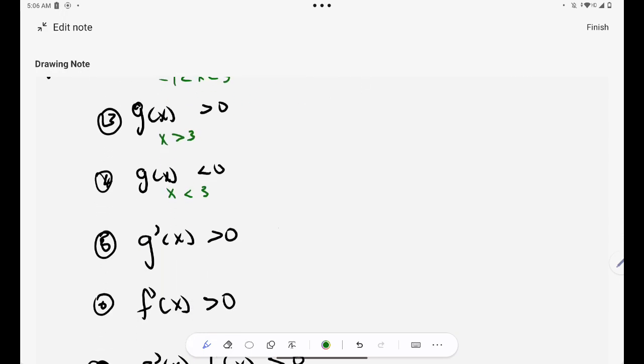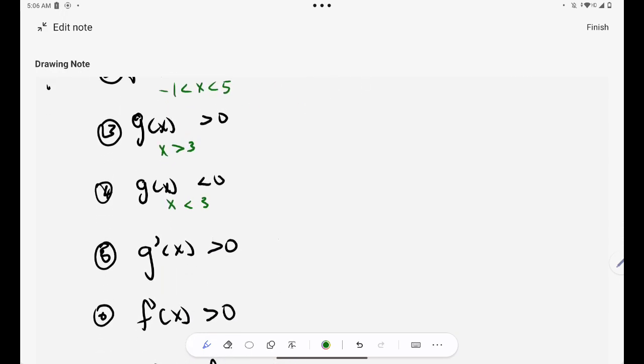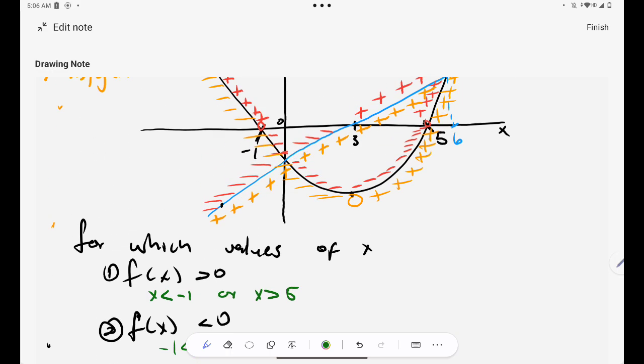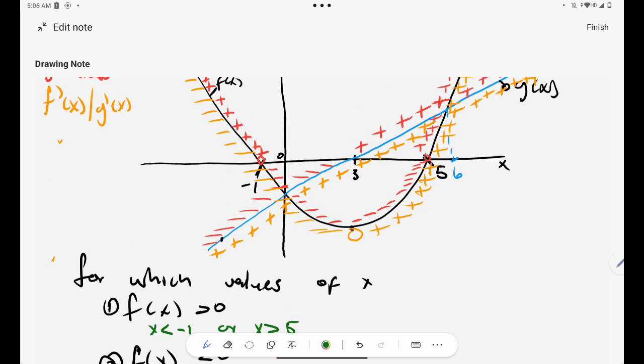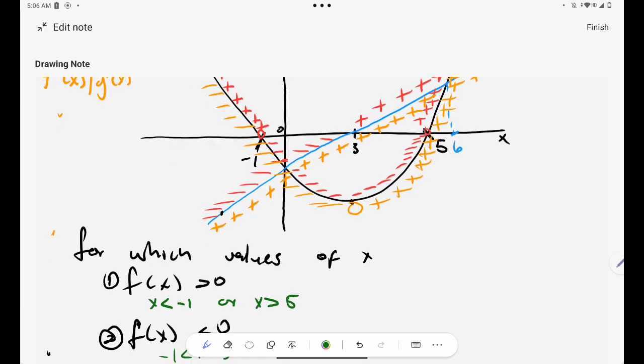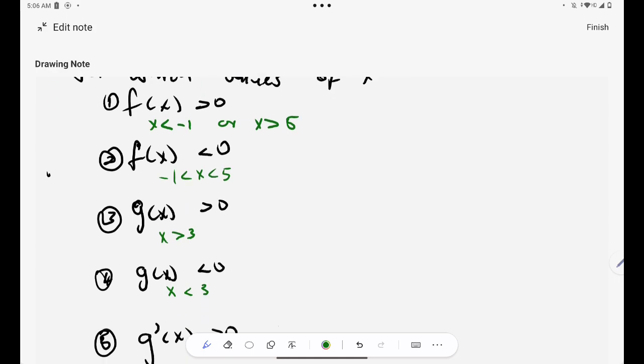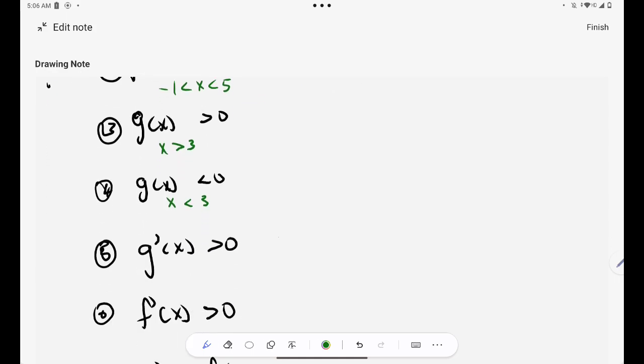For which values of x is the derivative of the graph of g positive? The derivative I did say I've highlighted with orange. Ne? The graph of g will forever be increasing because it has a positive gradient. So I'll just say when x is an element of real numbers.